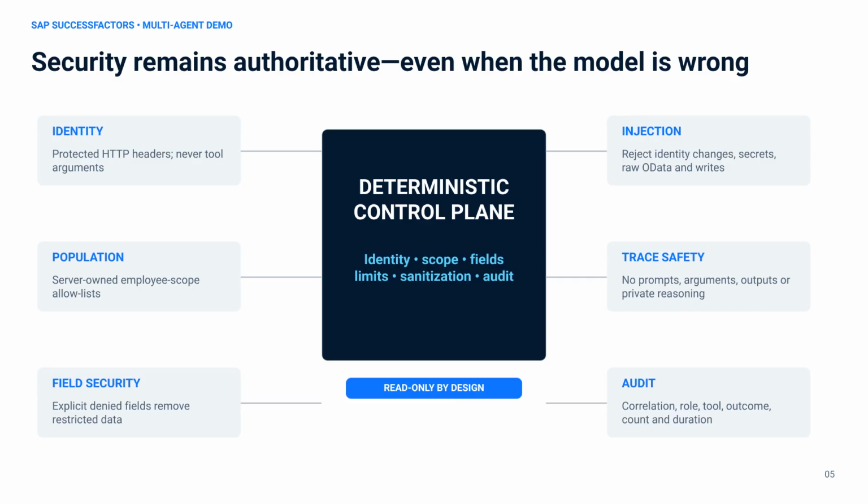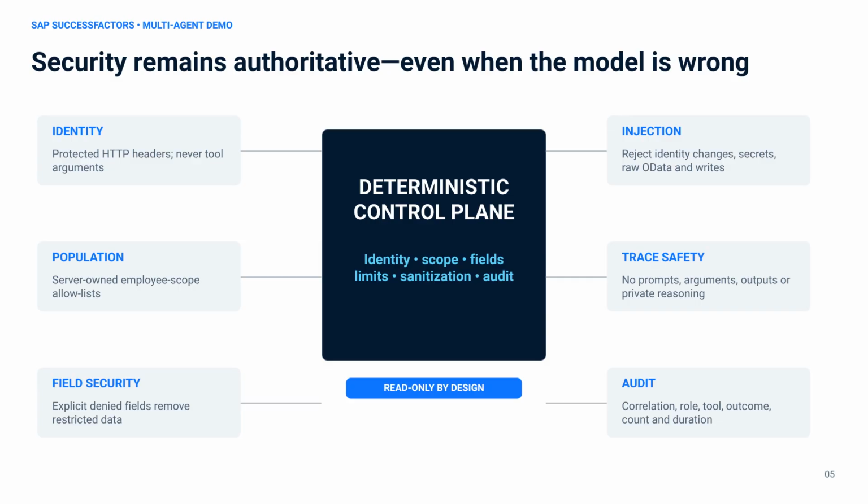Security is not dependent only on the quality of the AI prompt. The solution uses a deterministic control plane that remains authoritative even if the model makes an inappropriate tool selection. First, identity is application controlled. The user ID and role are passed through protected HTTP headers. They are not accepted as model generated tool arguments.